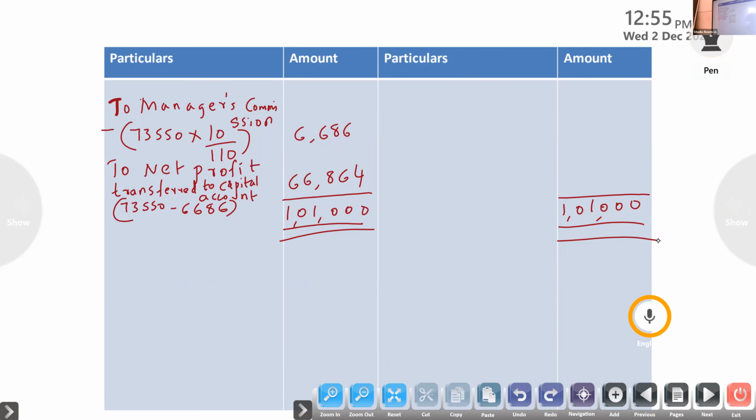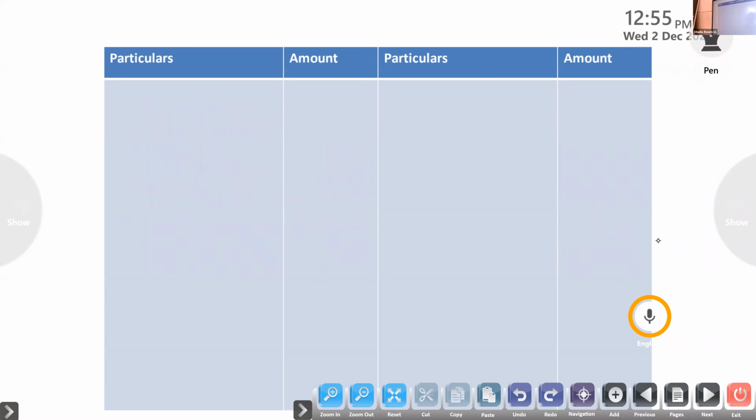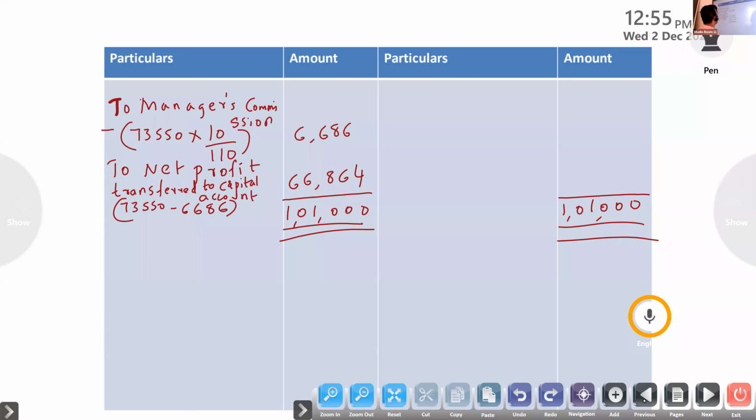Suppose you are doing it on the basis of October, the amount will change, but then also you will get the answer. Net profit and manager's commission will also change. Next, balance sheet. Understood? How to calculate manager's commission? First, calculate notional profit, meaning net profit, into 10 by 110. Then from the net profit amount, you minus manager's commission.